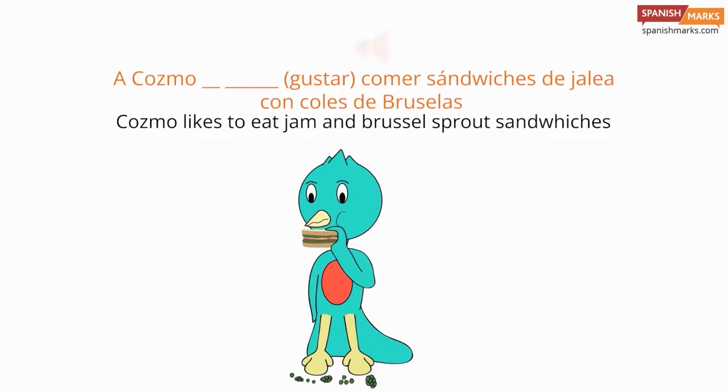A Cosmo, le gusta comer sándwiches de jalea con coles de Bruselas. This is a sort of trick question. You use gustar in the third person singular because you are liking the action of eating, which is singular and not the plural sandwiches.